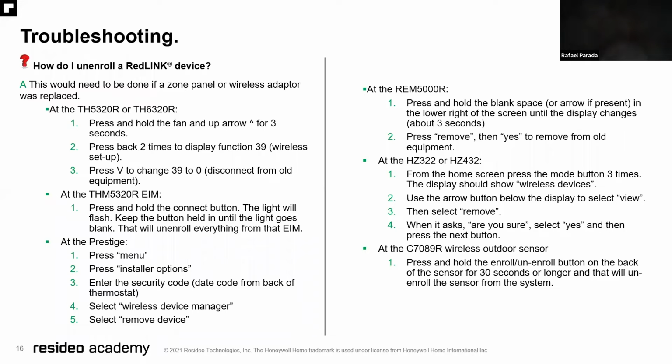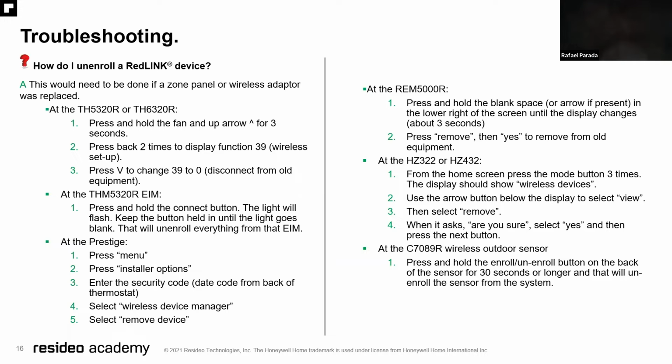For the portable control, we will need to press and hold the blank space in the lower right corner of the screen. This is a hidden button. It could be that we may have an arrow, depending on the configuration of the remote control. But if we don't have the arrow, we have a blank space, and that is where we need to press and hold for about 3 seconds.